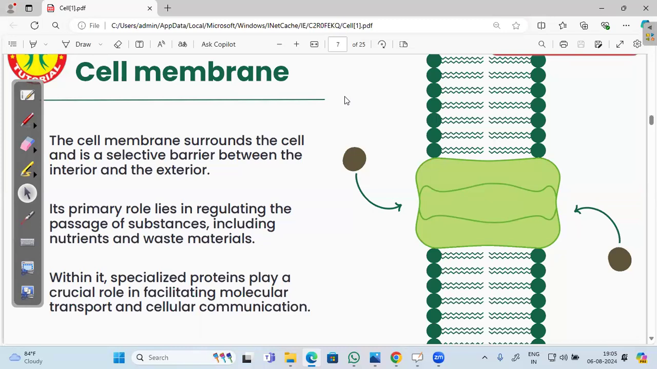So the cell membrane surrounds the cell and is a selective barrier between the interior and the exterior. Selective barrier means it allows certain selected objects to enter the cell and doesn't allow some of the objects to enter the cell, depending on their properties. That property is not with respect to size. It's not that it allows the smaller particles to enter and larger particles not. It allows certain particles to enter depending on their nature.